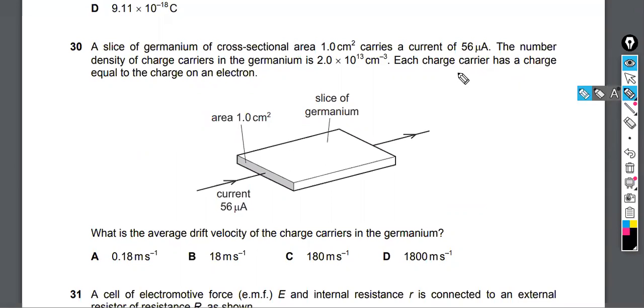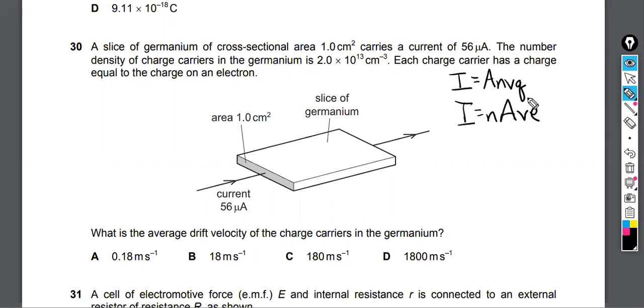So the equation that should come to mind is actually given on the list of formula. It looks like this: electric current I equals A N V Q. That's the way it looks on the formula sheet. The way we derived it, the charge carrier in general is Q, but if it is an electron, that's elementary charge E. So it could be Q or E. That's why I have both forms of that equation up there.